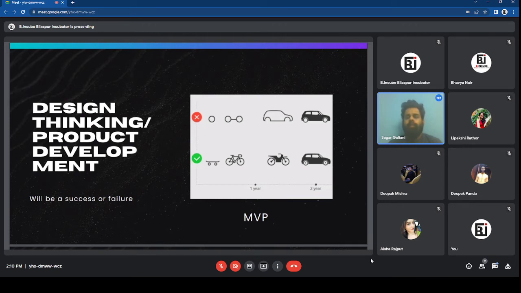This is the basic need for us. After that, we can add the seats to it, the handle and everything. So this is called the basic prototype. That is the minimum viable product.